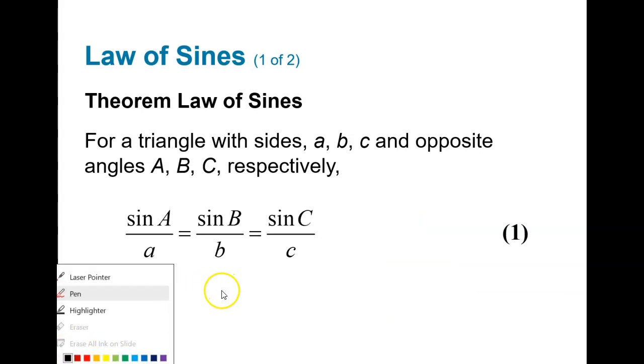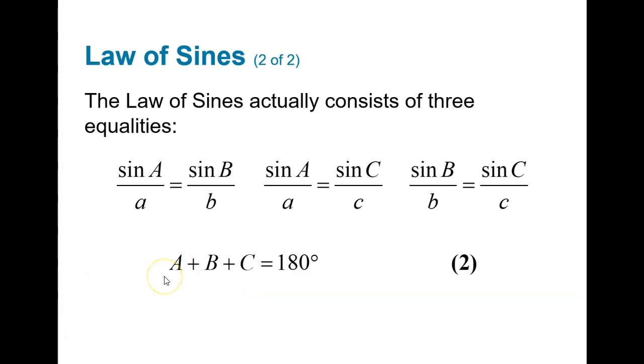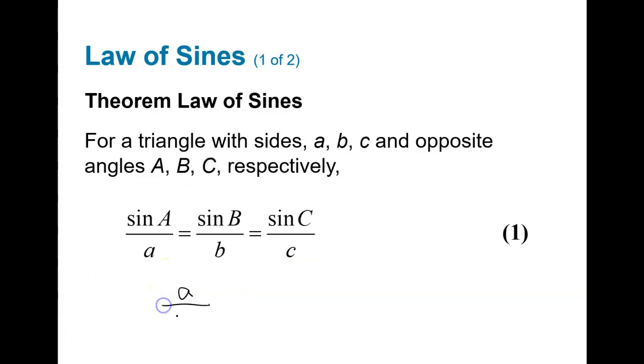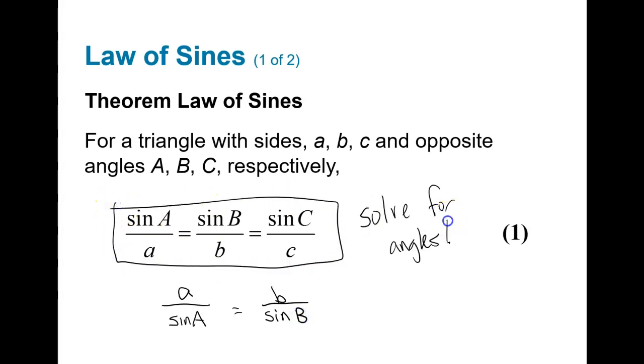I also think of this the other way around too, meaning A divided by the sine of A is the same as B over the sine of B. This is great when you need to solve for angles, and then this one down here, set that one up if you're solving for side lengths.